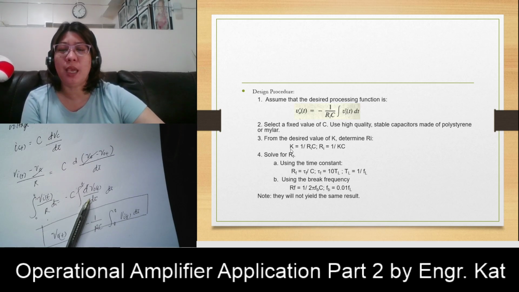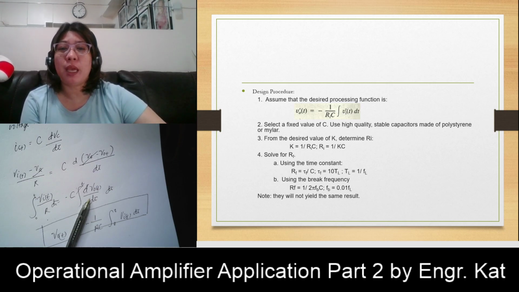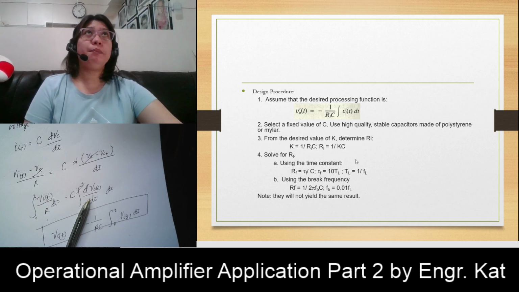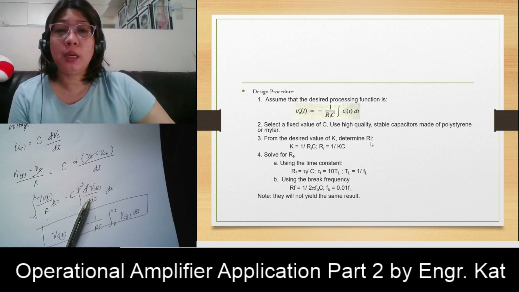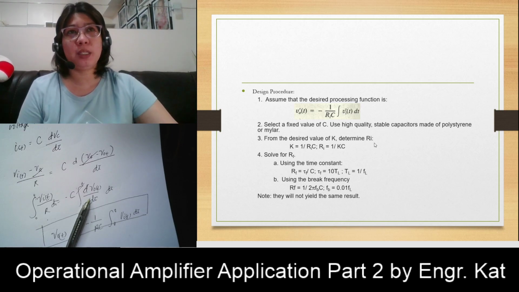So since K is equivalent to R1 multiplied by C, Ri is equivalent to 1 all over the scale factor K multiplied by your chosen capacitor. Okay, so you can also choose Ri, and then finally you can solve for C.